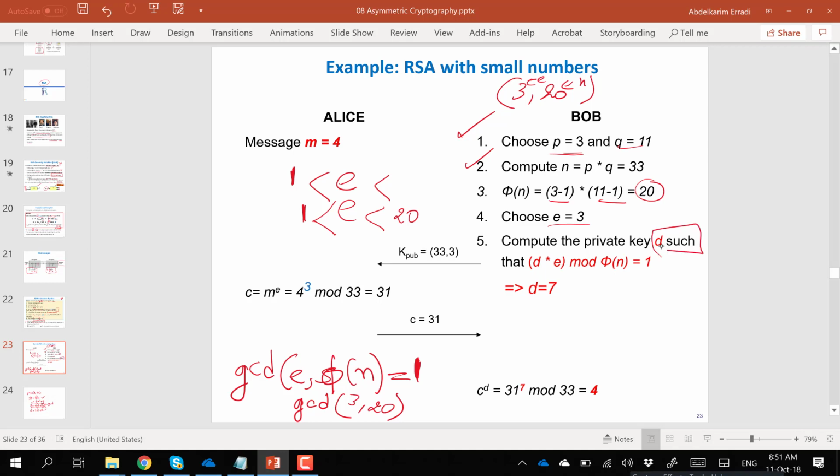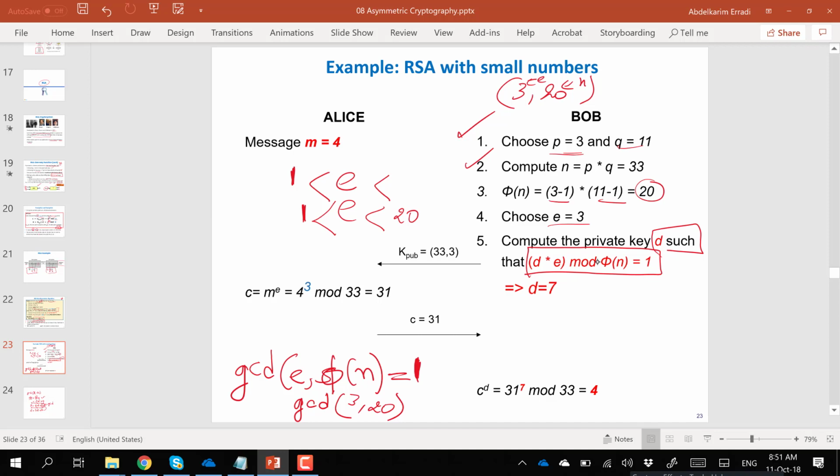And the way we compute D, at the end of the day, D should satisfy this equation. What this equation is saying: D times E mod phi n equals 1. Okay, so to solve this equation, what do we need to find? We know all the values except D. Yes? We know all the variables except D.